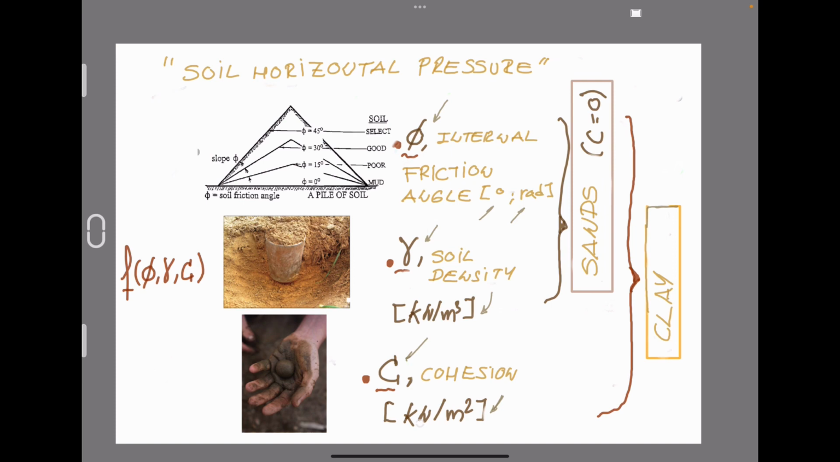The bigger the internal friction angle, the more friction there is between the particles that compose the soil, and therefore less lateral pressure against any structure. For the soil density, there is nothing to do other than measure the mass of an amount of soil divided by the volume. Cohesion is quite a difficult factor to explain.